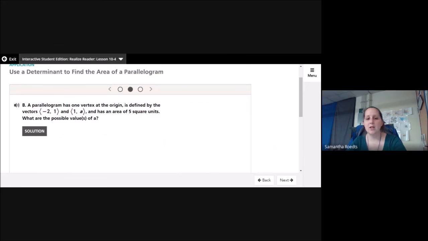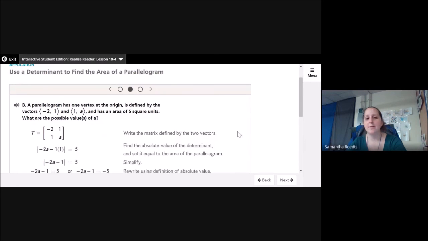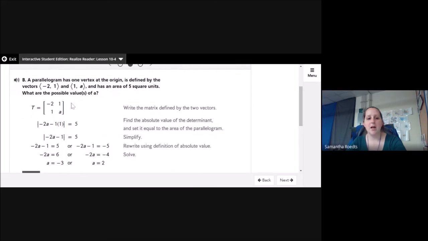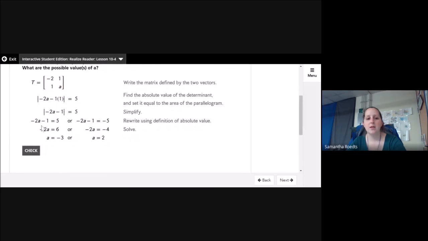A parallelogram has one vertex at the origin, is defined by vectors -2, 1, and 1, A, and has an area of 5 square units. What are the possible value or values of A? So I create my matrix, -2, 1, 1, A. I set up my determinant, -2 times A minus 1 times 1, which equals 5. So -2A minus 1 equals 5.